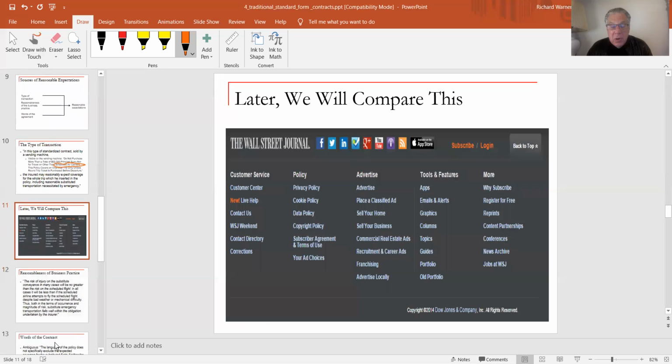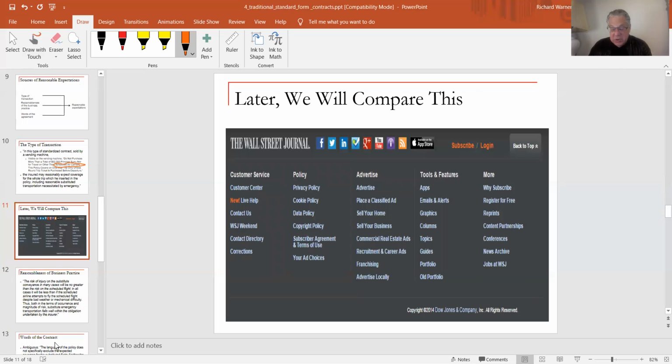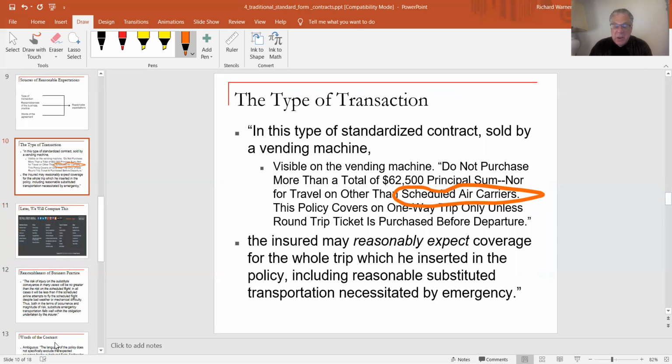To look ahead, we'll compare this transaction to the ones we all enter online, right? Here is the online transaction, no vending machine, but we all know this. We scroll down and down and down the homepage. This is the Wall Street Journal. And at the bottom, in tiny little print, you find the hyperlinks to the legal terms and conditions. That's the type of transaction we'll deal with. What reasonable expectations does that transaction generate? Here's Mr. Stevens, and the court says, well, covered for the whole trip. We want to ask the similar question about the transactions we enter all the time. What do we reasonably expect out of those transactions?